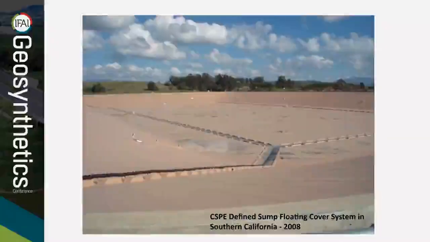This picture shows a CSPE defined sump floating cover system in Southern California that was installed in 2008. The reservoir is actually filled and the cover is in application. And you can see how well the floats and sumps are working to keep the cover nicely tensioned, no wrinkles, allowing it to follow the freeboard, as well as allowing personnel to walk on the cover when required to perform any maintenance or operations.